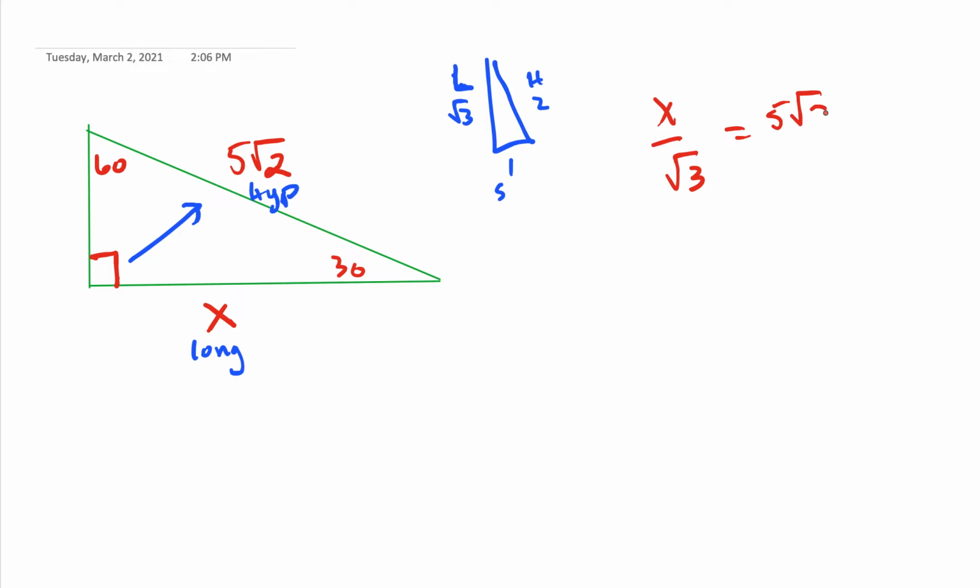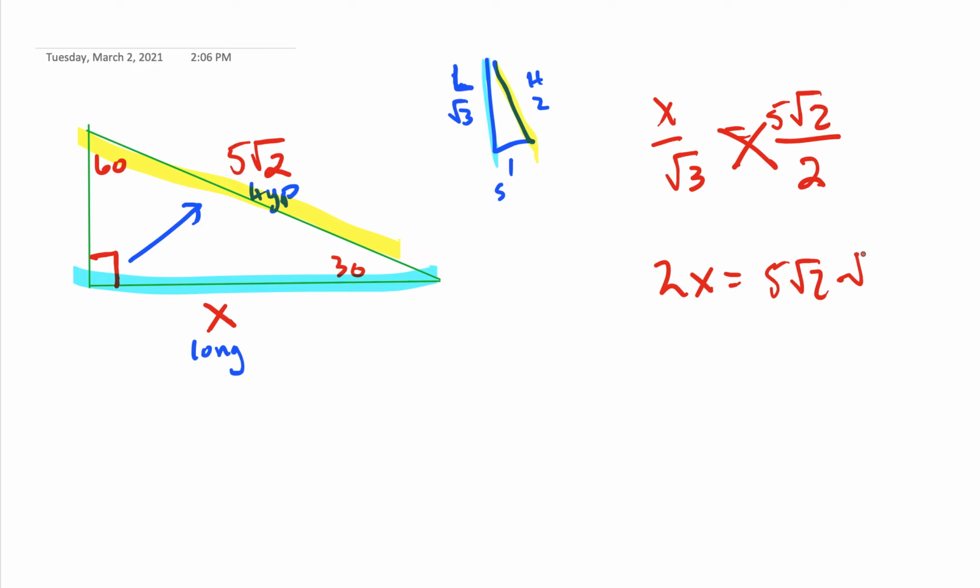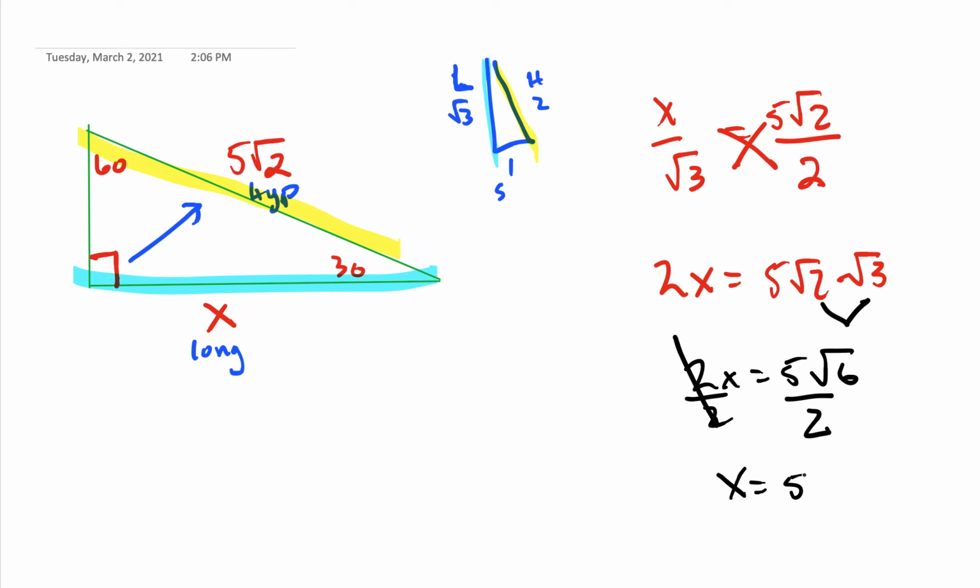And the 5 radical 2 is in the hypotenuse spot. So we're matching hypotenuse with hypotenuse, long side with long side. So 5 radical 2 will match with the hypotenuse, which is the 2 spot. And now we cross multiply. Now when we get 5 radical 2 times radical 3, we've learned and reviewed radical times radicals, whole numbers times whole numbers. So we get 5 radical 6. And then we divide by 2. And we get 5 radical 6 over 2.